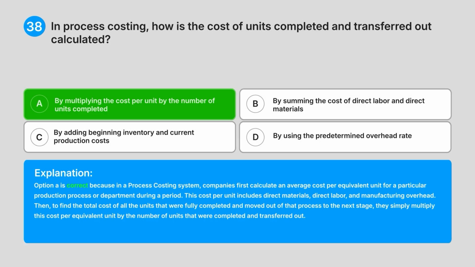Then to find the total cost of all the units that were fully completed and moved out of that process to the next stage, they simply multiply this cost per equivalent unit by the number of units that were completed and transferred out.